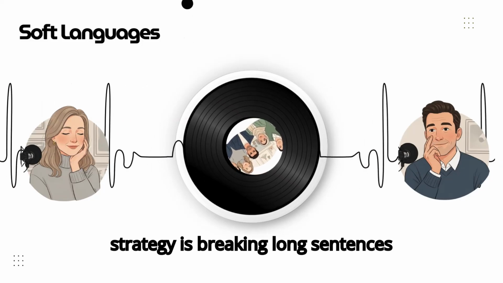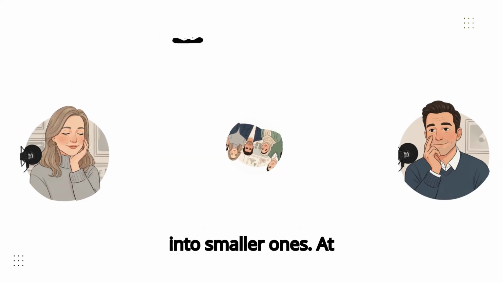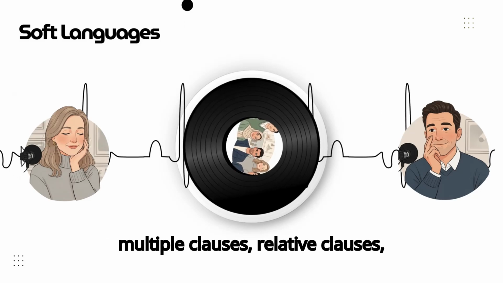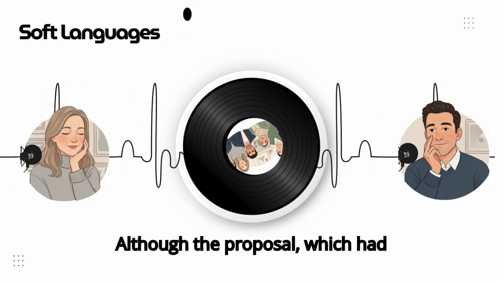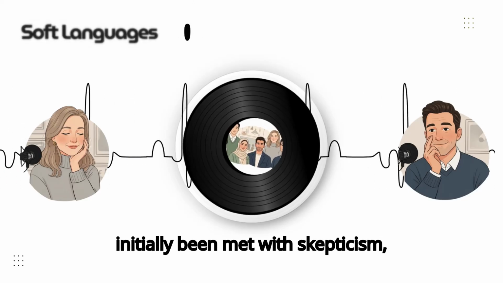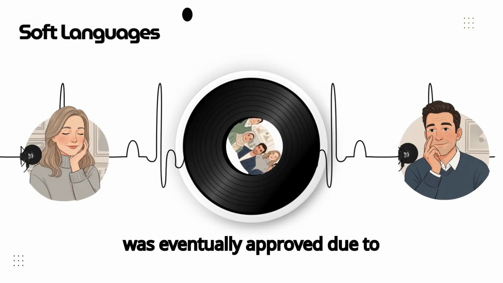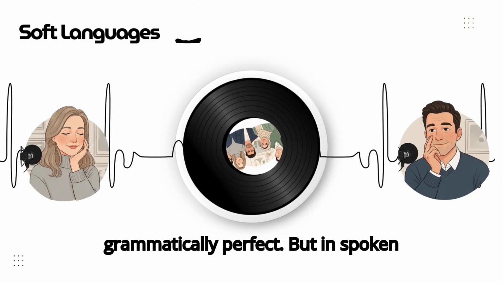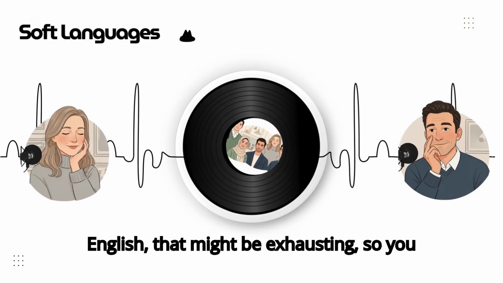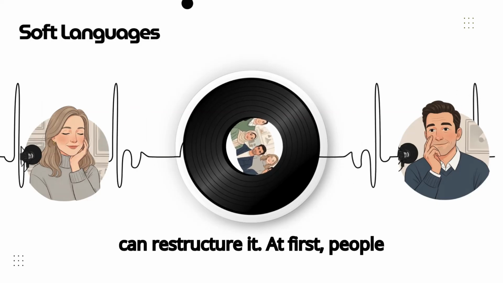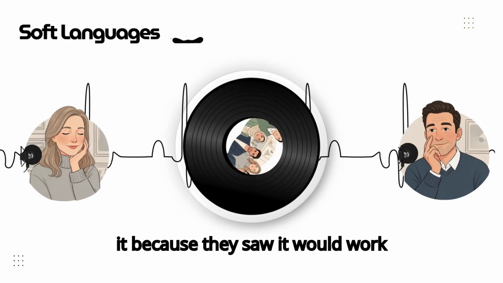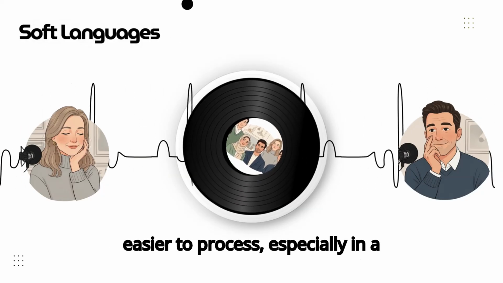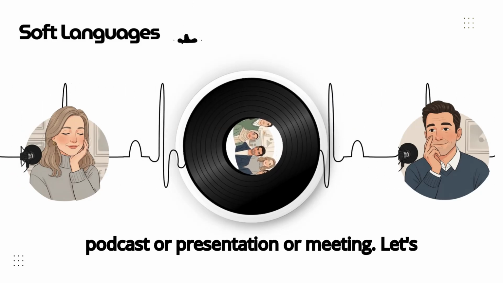Another strategy is breaking long sentences into smaller ones. At C2, you're capable of producing beautifully complex sentences with multiple clauses. Relative clauses, conditionals, concessive structures. Although the proposal, which had initially been met with skepticism, was eventually approved due to its long-term viability. It's grammatically perfect, but in spoken English, that might be exhausting. So you can restructure it. At first, people doubted the proposal. Later, they approved it because they saw it would work in the long term. Same information, easier to process. Especially in a podcast, a presentation, or a meeting.